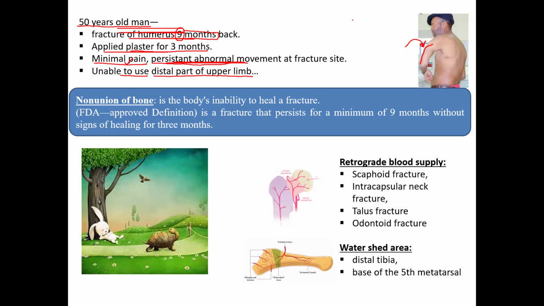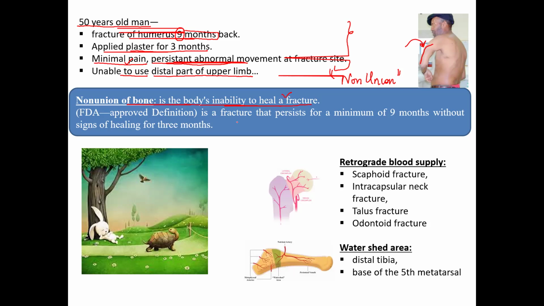So all these clinical findings direct you towards the diagnosis of non-union. Non-union is when the fracture didn't unite after we have given adequate time for the union. That adequate time is 9 months. So how will you define non-union? Non-union is the body's inability to heal the fracture. The patient has a fracture, but the body fails to heal it.